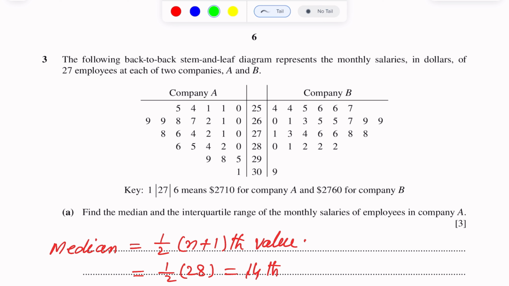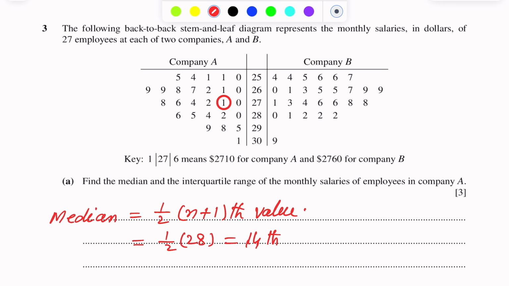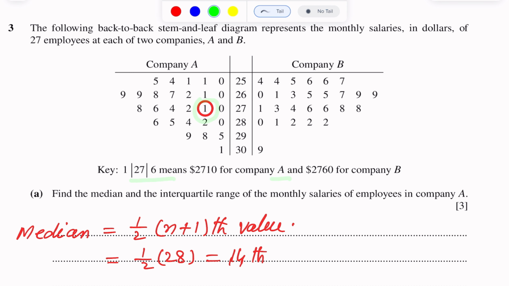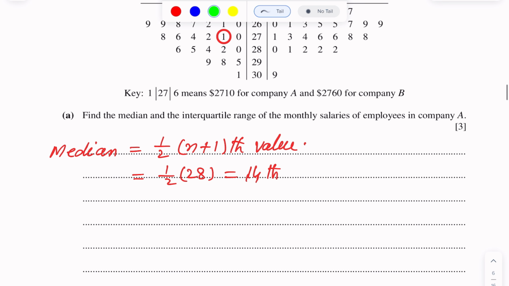So for company A, this is the first value, second, third, fourth, fifth, sixth, seventh, eighth, ninth, tenth, 11th, 12th, 13th and 14th. So this is the median. This is the center of the distribution, 50% through the data. According to the key for company A, this indicated value will be 2710. So we have found the median value for A, that is 2710.